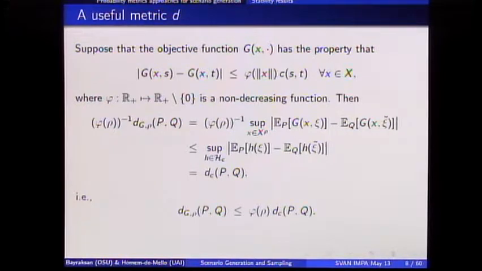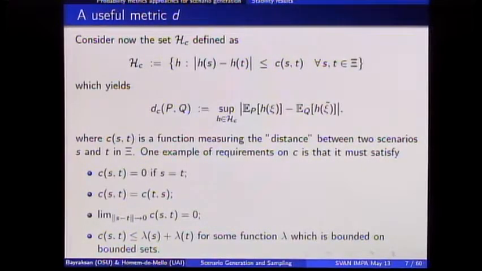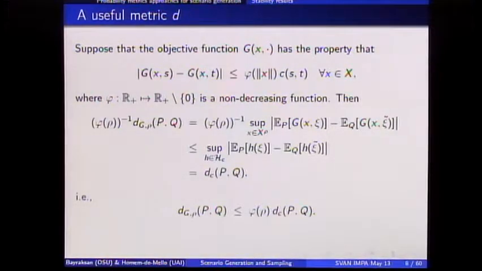Remember, this is our dG function. The dG function was just the supremum of the difference between the expected values. This was the first distance function we discussed, the one for which we could show stability. But now we are saying that this is less than the supremum over the h's in this class HC that we discussed, which is all functions that are C Lipschitz, so to speak. So it's not exactly Lipschitz, but it's C Lipschitz. So why do we have this inequality? Here is the supremum over X, here is the supremum over h. Why does this hold?